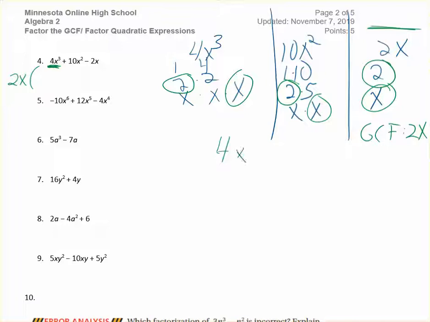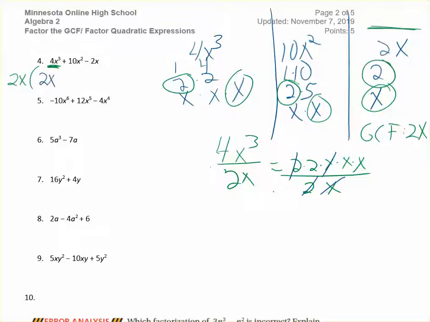4x cubed divided by 2x. You can write this out if you need help dividing this. That's 4 is the same as 2 times 2. X cubed is the same as x times x times x. We're dividing by 2x. Cancel any common factors. 2 is common, that cancels, x is canceled. So we're left with a 2 and an x times x. X times x is equal to x squared. I've said it before, it'll always be true. X times x equals x squared. Okay, we're done with the first term.